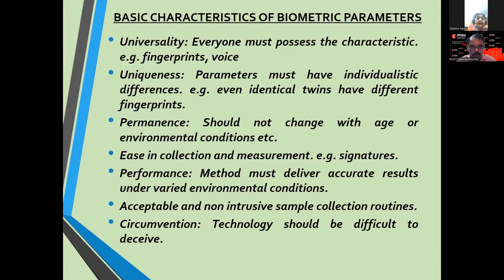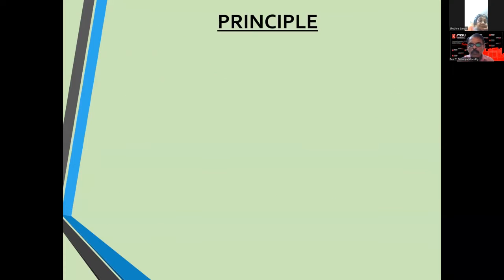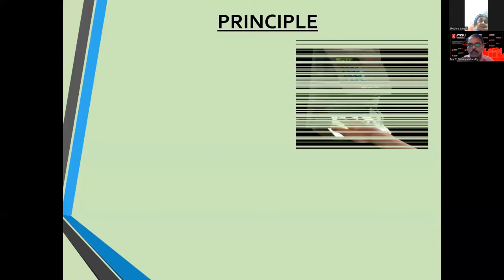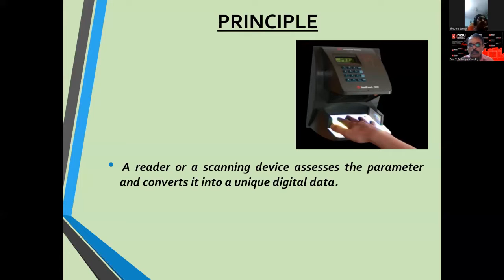Next is ease of collection, for example, signatures. Next is performance. The method must give accurate results under varied environmental conditions. Next is acceptability, with non-invasive sample collection routines. Circumvention: technology should be difficult to fool. A reader or a scanning device assesses the parameter and converts it into unique digital data.